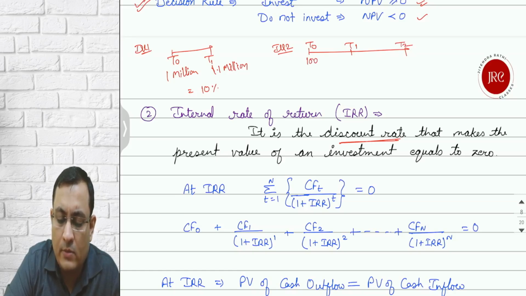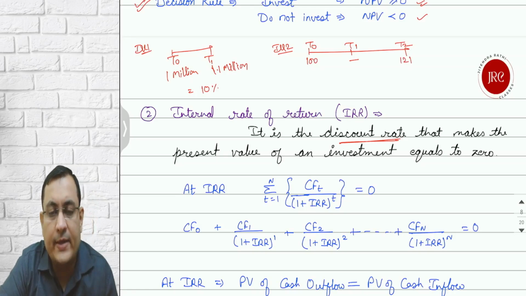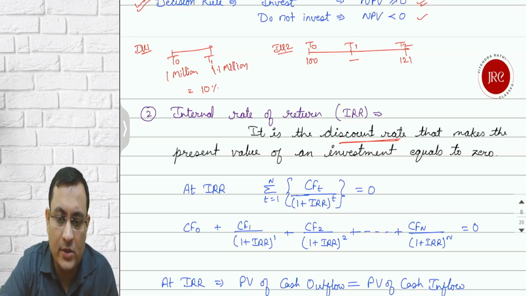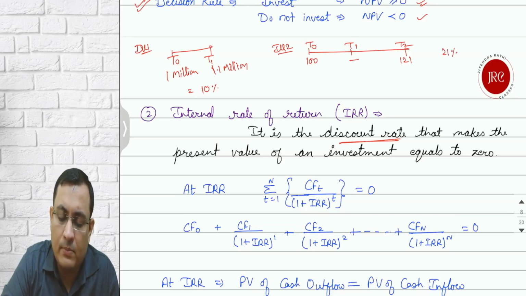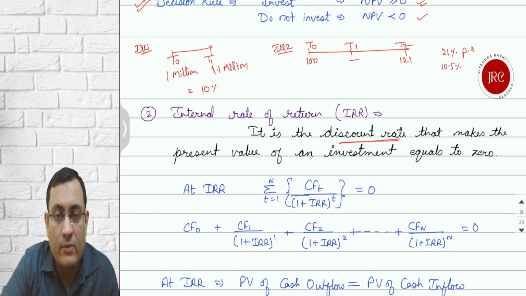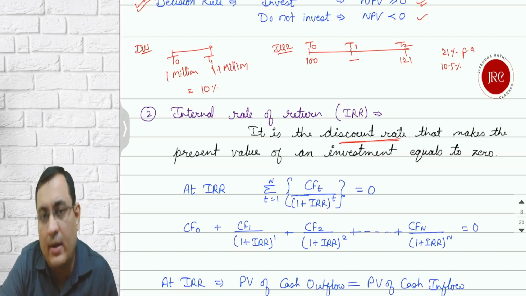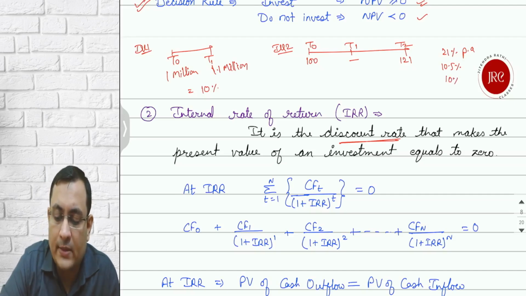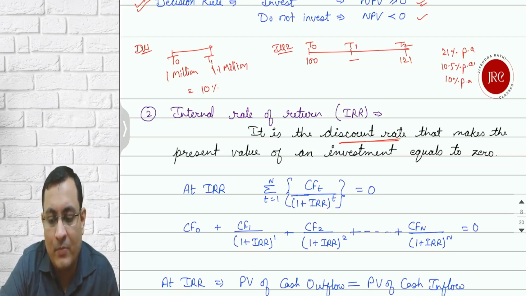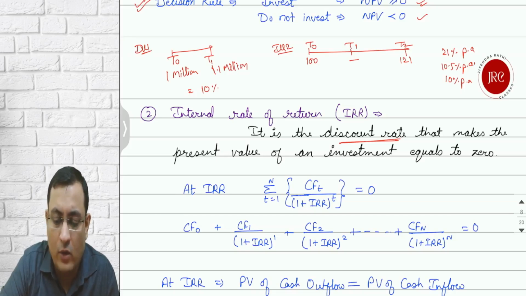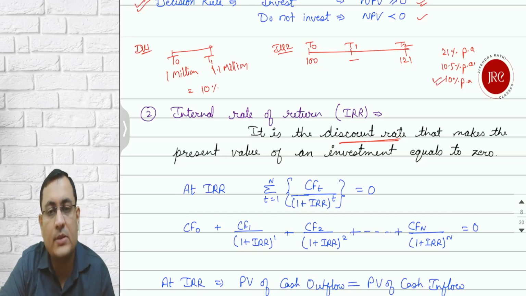100 rupees and I'm getting 121 rupees at T2. What is the return I have generated in this second illustration? Is it 21%? I want return on a per annum basis. Is it 10.5%? 121 minus 100 upon 100, that is 21% divided by 2 years, or 10%. Which is the correct way to present return? First 21, 10.5, second, or the third one 10%. Of course, it is 10%.